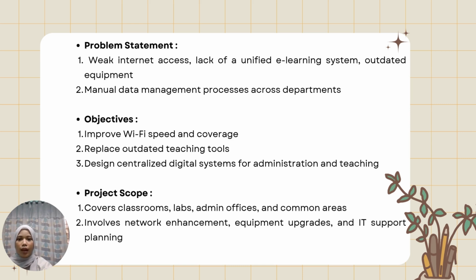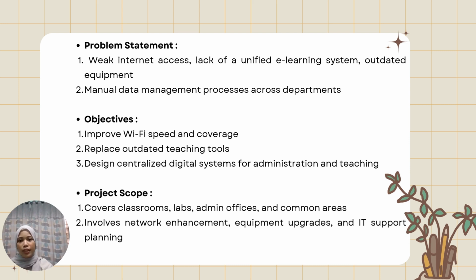Lastly, let's look at the scope of our project. This project covers the main teaching and administrative area, such as classroom, laboratories, teacher office, the school library, and the main hall. The implementation will be done in three phases. Phase 1 is network improvement. In this phase, we will install a new router and access point to boost Wi-Fi coverage and speed.